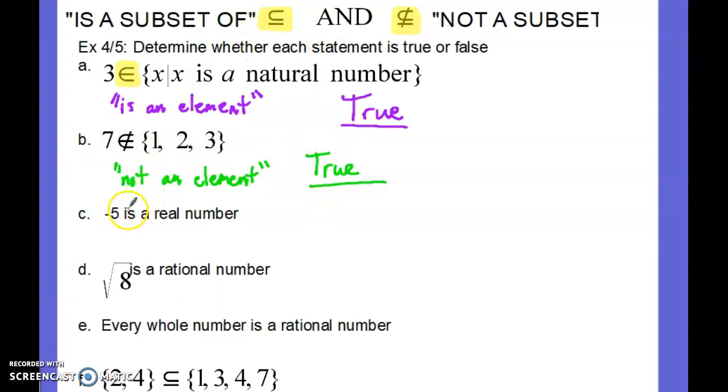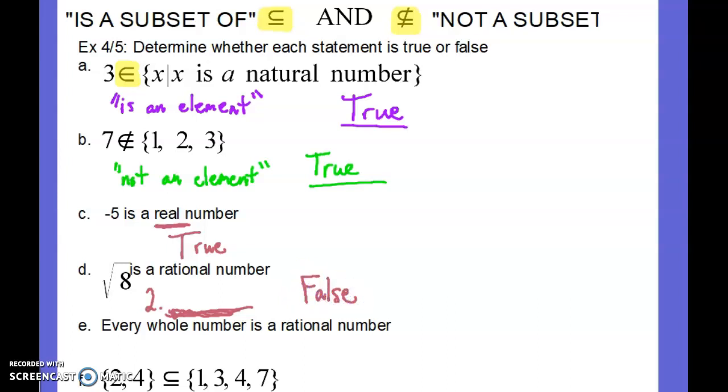There we go. So letter C, -5 is a real number. Going back to what I explained as a real number, that's any rational or irrational. Since -5 is a rational number, this is a true statement. Letter D, is the square root of 8 a rational? Well, if you go to a calculator and type in the square root of 8, it's like 2 point something, and all of these decimals do not end or repeat. So the square root of 8 is not a rational number, so this is a false statement.